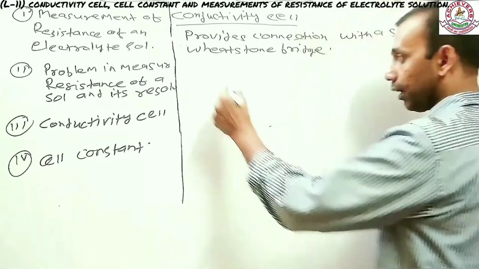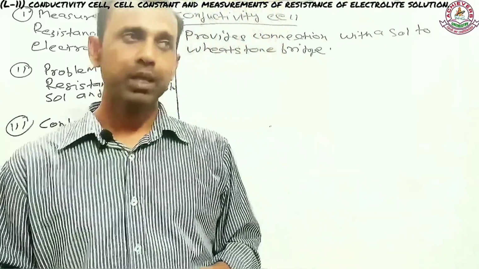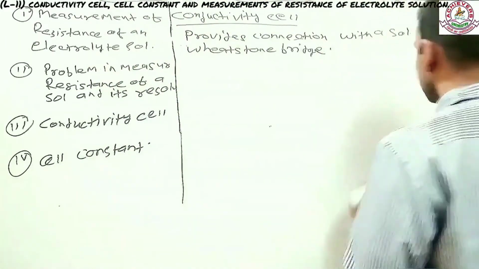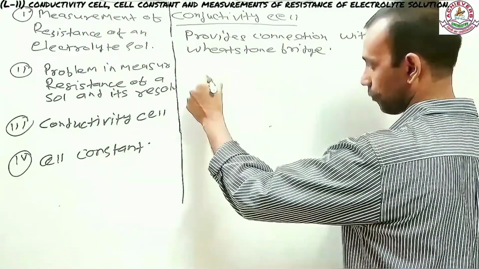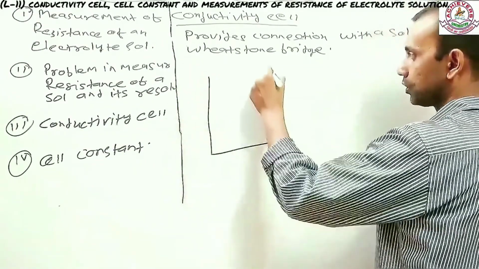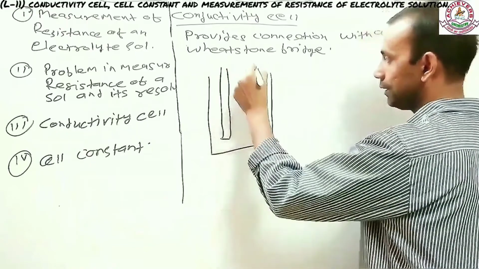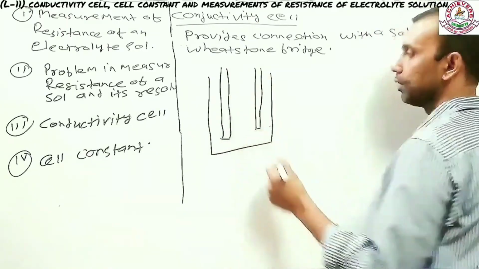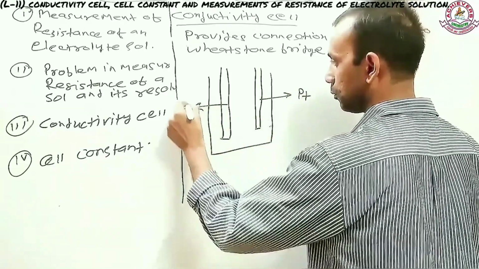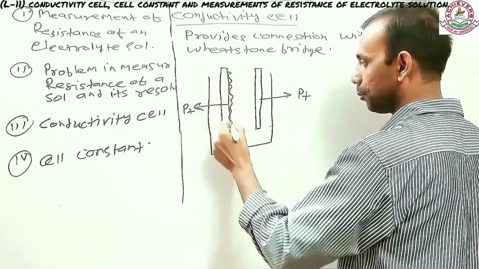There are so many designs of conductivity cell, but two of them have been given in your NCERT book. One of them is something like this. There is a structure something like that, and it has two platinum electrodes here. These are two platinum electrodes. This one is also platinum. Both of these platinum electrodes are coated with platinum black.